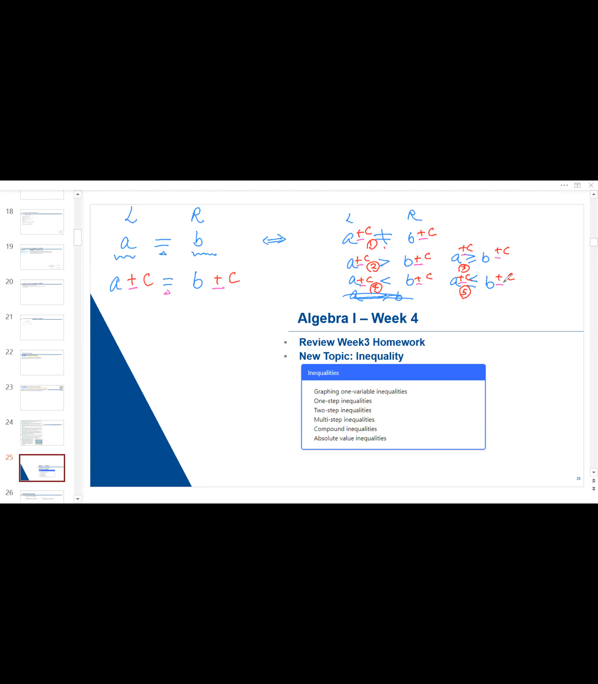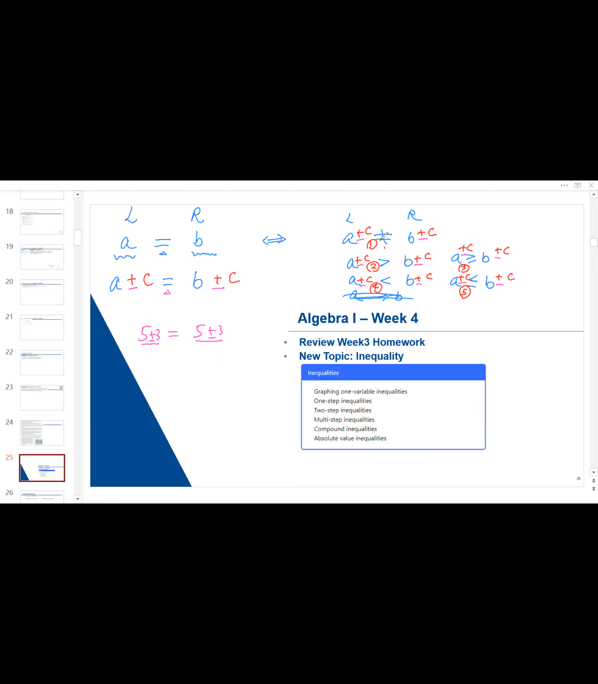Let me give a quick example. Say 5 equals 5. You plus 3. So 5 plus 3 equals 8. Both sides are still equal. Now both sides minus 3. The left side equals 2. The right side also equals 2. They still equal each other. We talked about this a lot earlier.